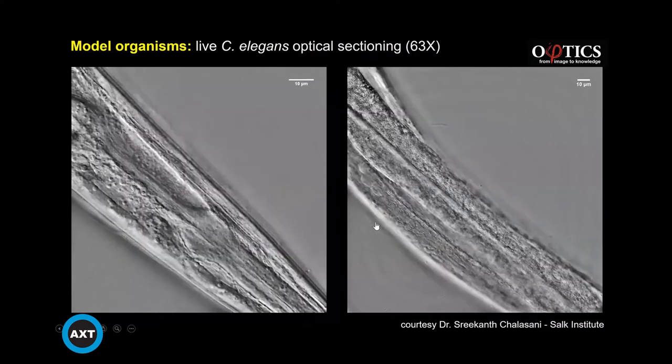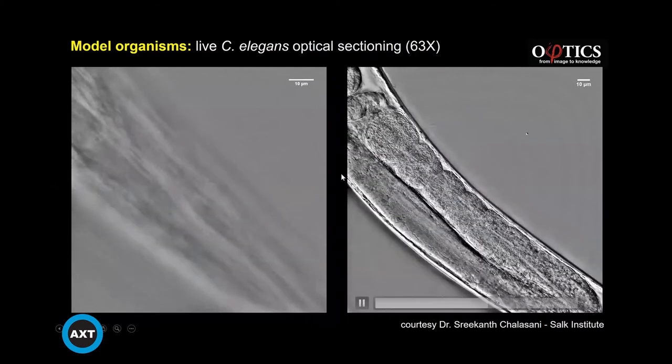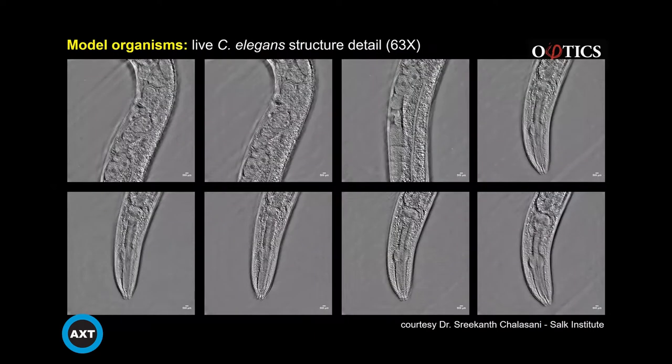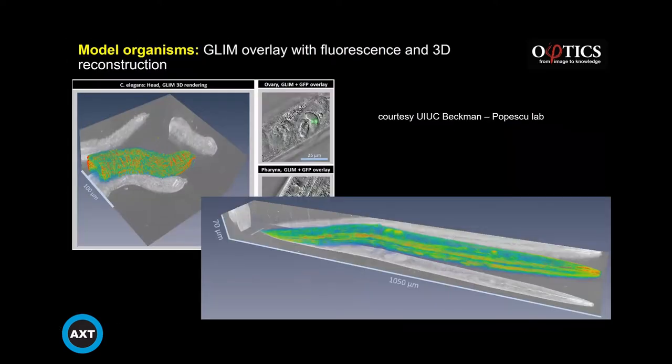And then we're moving on to microorganisms such as C. elegans, where with GLIM you get a glimpse of the internal structure. Moving through different sections of the sample at different heights, you notice very high quality and very accurate imaging of the reproductive organs and the rest of the structure of the C. elegans. This, of course, can be combined with fluorescent signals, for example, to tag individual neurons inside the C. elegans worm, which is a very well-studied animal, and then reconstruct its 3D structure.